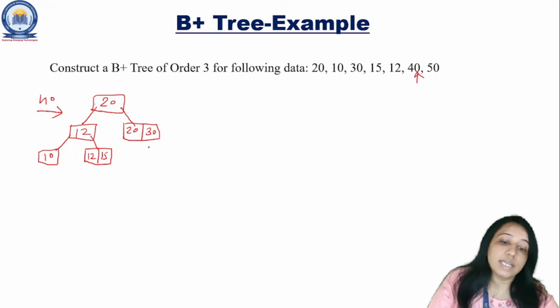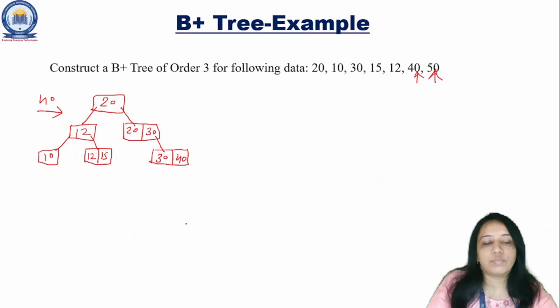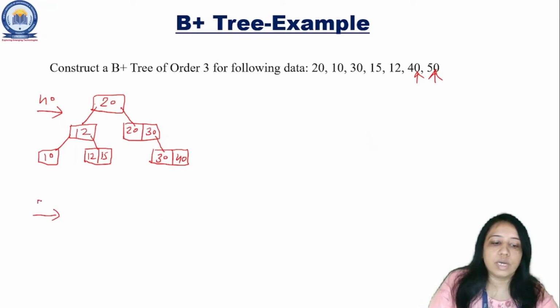Now this 30 is also going to be repeated on its right side with 40. So it will be stored like this, 30 and 40. The next is what? A 50. We need to store what? A 50. So here what you can see that, see the 10, again 12 and 15.